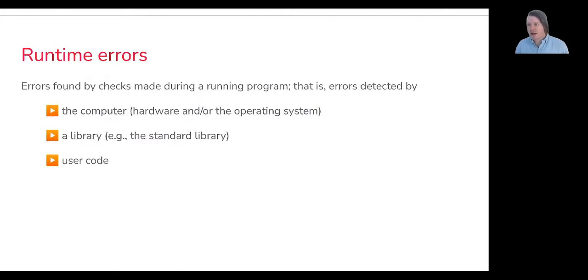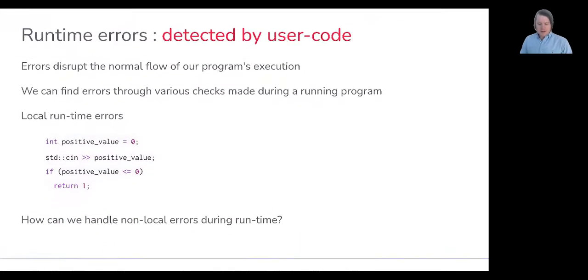Runtime errors are errors that are now detected as our program is running by either the computer, so hardware, and/or the operating system, or a library. In this case, maybe the standard library facilities that we've used up until this point, like standard library vector, which could tell us if we were outside the range of acceptable elements within its storage, standard library string, etc. And then also we'll get into a brief discussion here on runtime errors detected by user code.